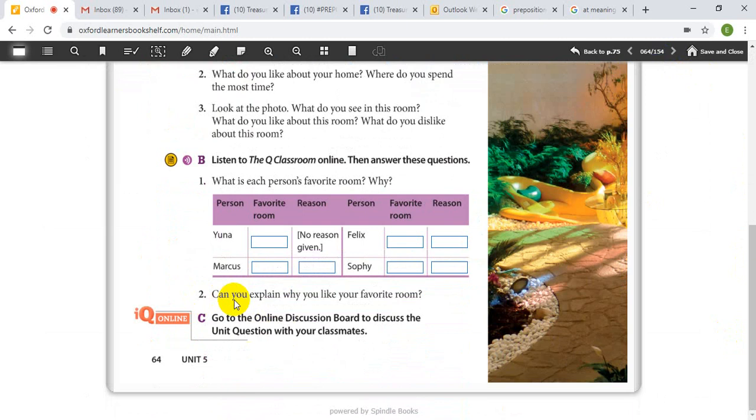Okay, so activity B, question number 2. Can you explain why you like your favorite room? So I'll give you 2 minutes to think about it, and then I will tell you which room is my favorite room, so you can compare your answers with my answer. So I'm going to give you almost a minute and a half, and I want you to think about why you like your favorite room.